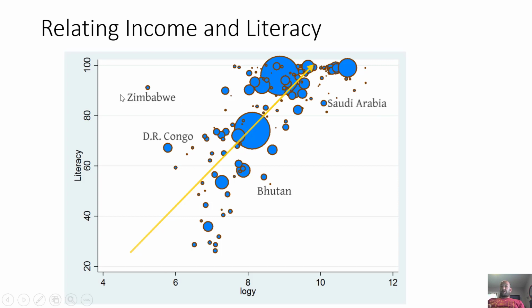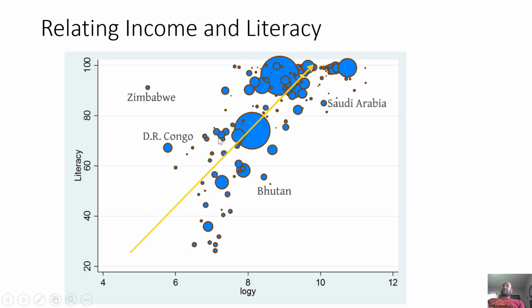Zimbabwe, a very poor country, suffered through a terrible hyperinflation a few years ago, but the literacy rate is actually pretty high. Again, we can take a look. Democratic Republic of Congo, one of the poorest countries in the world. One of the countries that's been just ripped apart by years and years of internal conflict, has terrible indicators for almost every single measure of living standards. But despite that, actually still has a higher literacy rate than a lot of other countries that are richer.